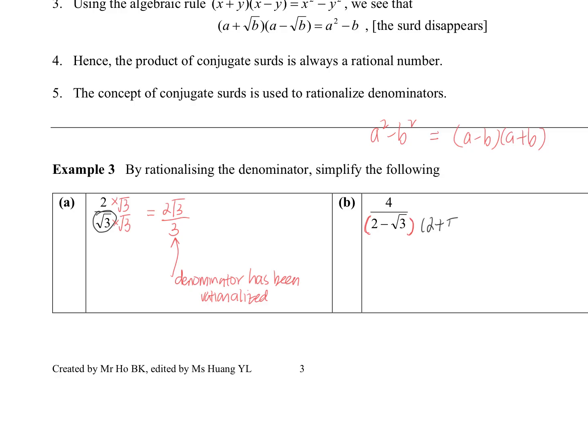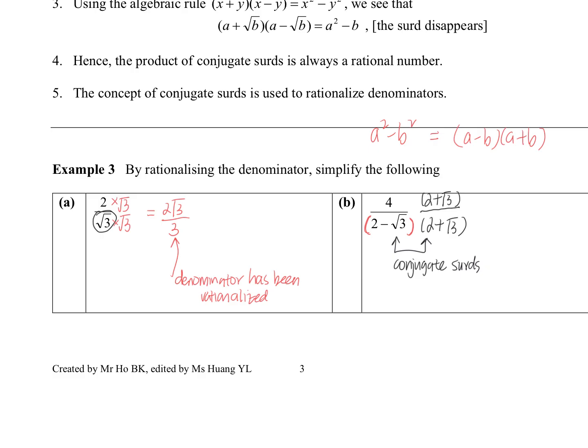2 plus square root 3. These two are called your conjugate pair. Conjugate surds. Okay, it is a term to say that these two pairs are opposite of each other, and when you multiply them, the surd disappear. It's just some technical terms, okay, but basically this is what we are doing.